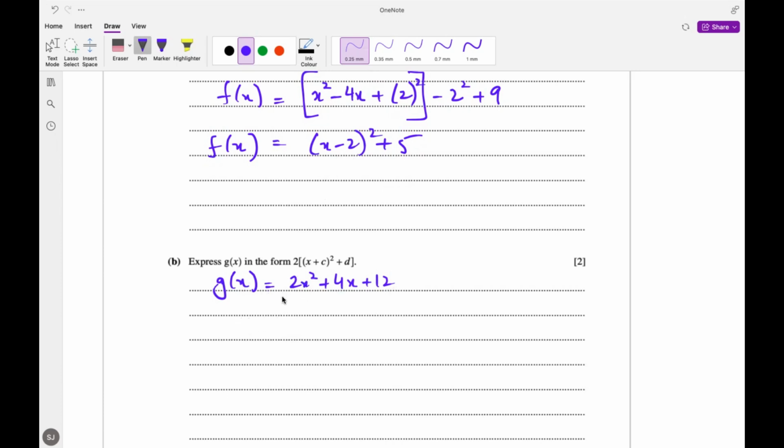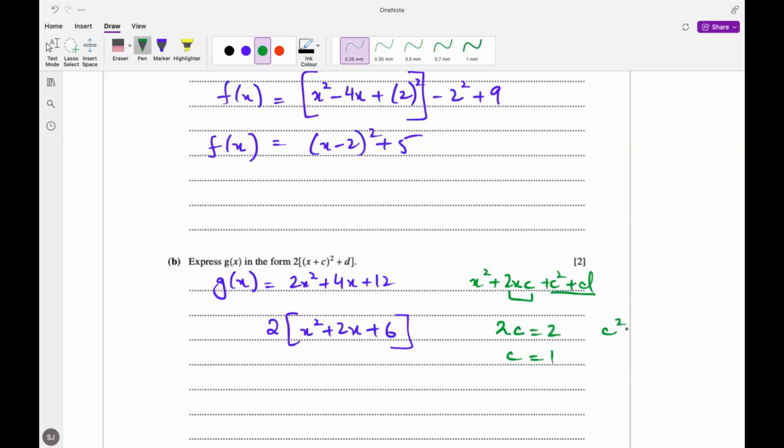So now taking 2 common from g of x, this will become x squared plus 2x plus 6. And as we have to convert it to the form x plus c whole squared plus d, expanding x plus c whole squared, that will become x squared plus 2xc plus c squared plus d. Now comparing, the coefficient of x is 2c and over here is 2. So we can say that 2c equals 2 and c equals 1. The constant, which is c squared plus d, will be equal to plus 6.